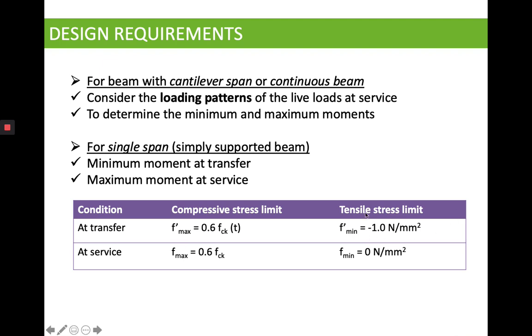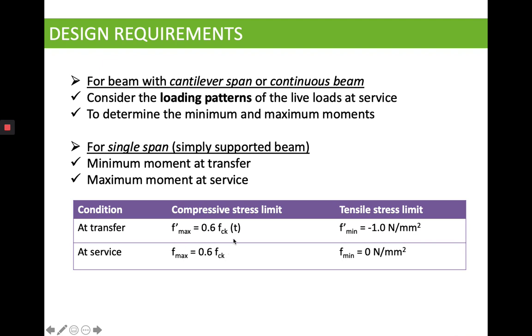So if you can see here, we have this negative sign, since we are referring to the tensile stress. When we talk about tensile stress in a pressurized concrete structure, the sign convention will be negative. So we are going to take the compressive stress as taking the positive sign. Then at surface, we are going to have a different compressive stress limit, whereas we are going to consider F maximum equals 0.6 FCK.